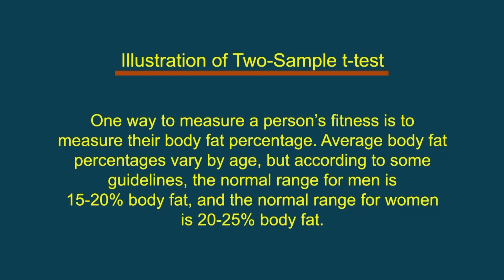Now we will go to the next segment of our study, that is the illustration of two sample t-test. Let us take a real life example. One way to measure a person's fitness is to measure their body fat percentage. Average body fat percentage varies by age. According to some guidelines, the normal range for men is 15 to 20%, and for females it is 20 to 25%. It is by some health guideline.